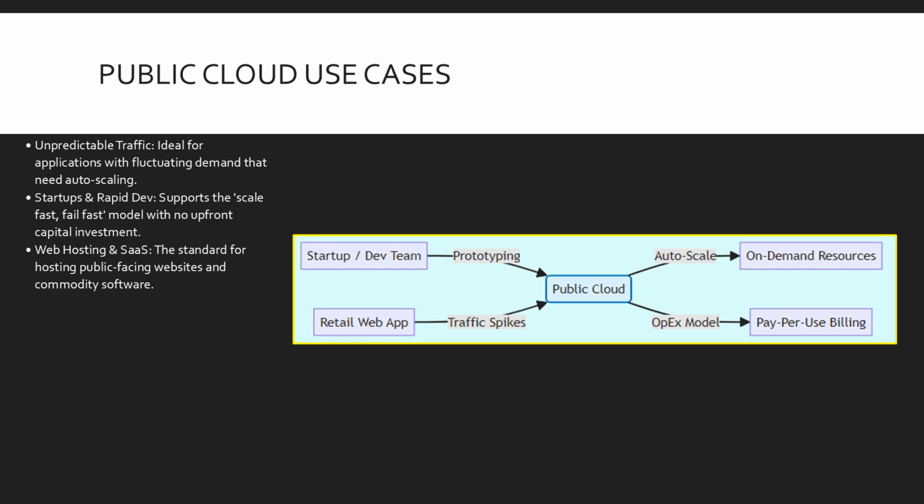This diagram flows from left to right, showing the inputs for public cloud. We see a startup needing prototyping and a retail web app experiencing traffic spikes. Both feed into the public cloud node. From there, the system outputs auto-scale capabilities, leading to on-demand resources, and an OpEx model, resulting in pay-per-use billing. This visualizes the conversion of variable demand into cost efficiency.